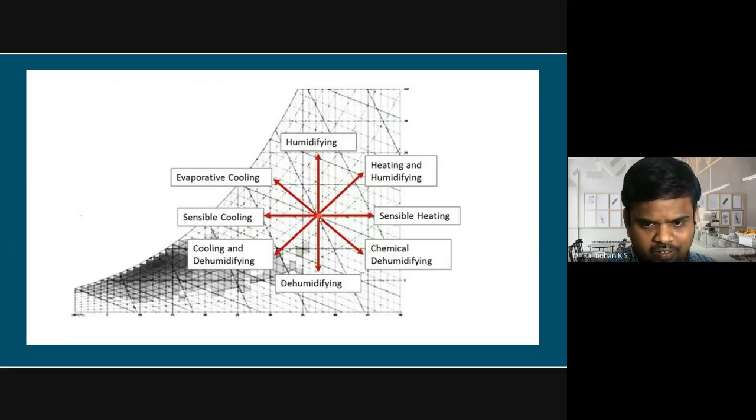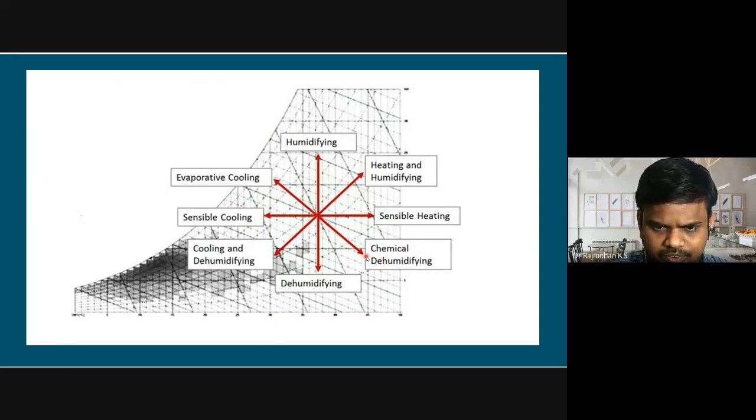Okay, and similarly, if we are moving from this point to this point, what is actually happening? We are reducing the temperature and we are adding moisture to it. Okay, so we are adding moisture, so that way it is called evaporative cooling. The opposite of it is going to be the dehumidification process. Okay, so we are actually increasing the temperature and reducing the humidity in the air. That way it is called a dehumidification system.